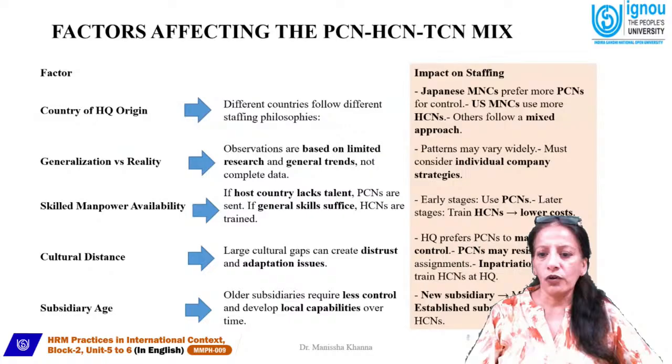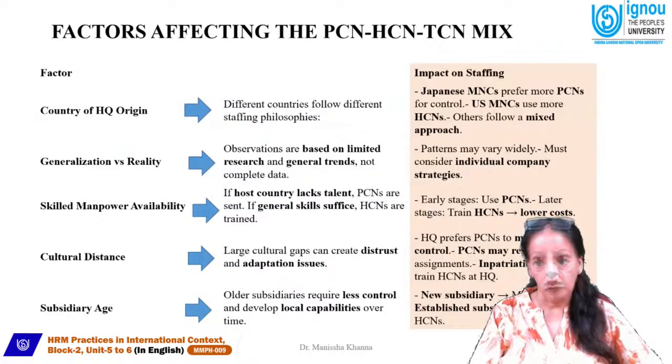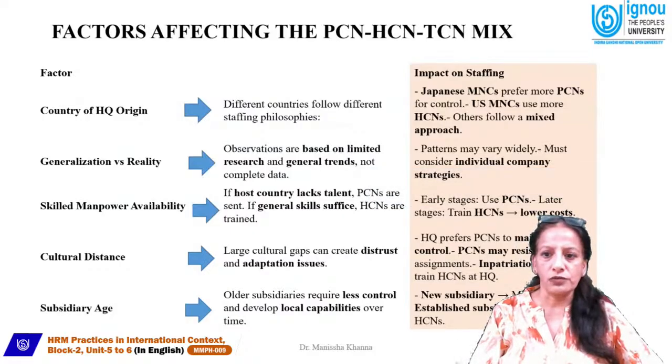A recruiter has to be very specific on the skills required and should match them with the organizational objectives. So the overall impact on staffing is, for example, Japanese multinationals prefer more PCNs for control. US multinationals use more HCNs. Others follow a mixed approach. So Japanese and US firms are very particular, not a mix, but they prefer PCNs.